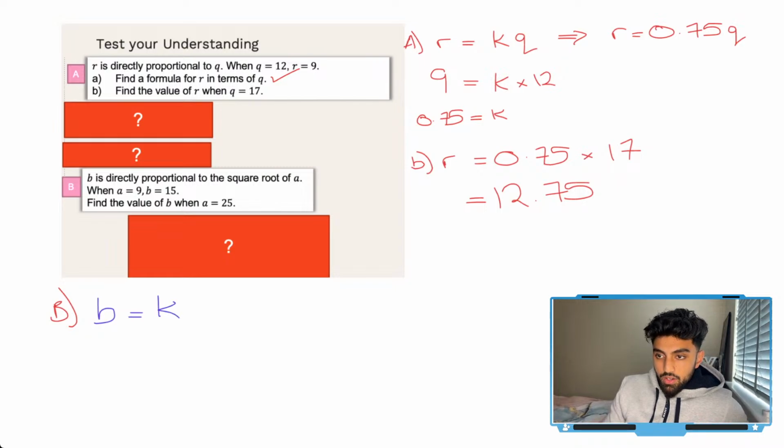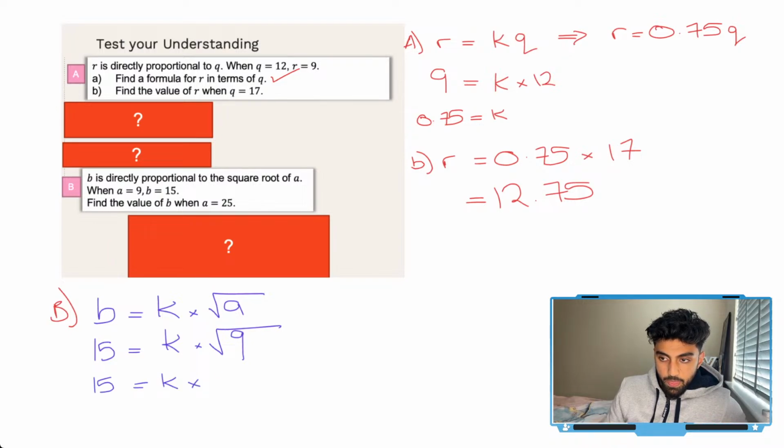That is important. So we're going to write it as k times the square root symbol of a. When a is equal to 9, b is equal to 15. So 15 is equal to k times the square root of 9. And what is the square root of 9? Well, you know the square root of 9 is 3. So we have 15 is equal to k times 3. If 15 is equal to k times 3, then what does k have to be? k has to be 5.